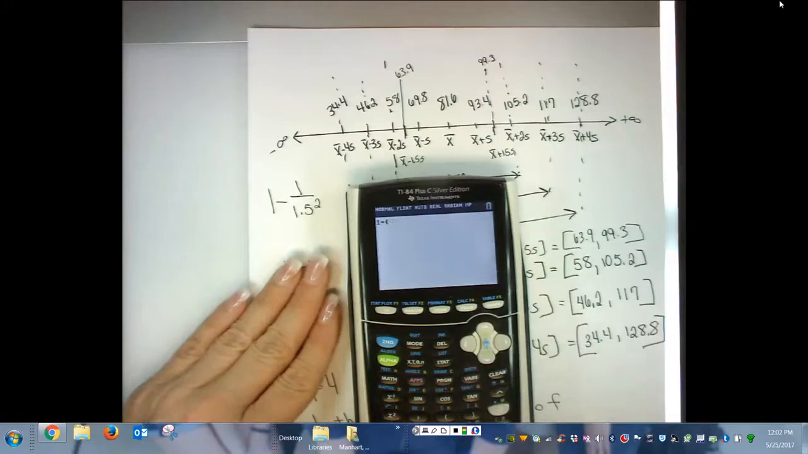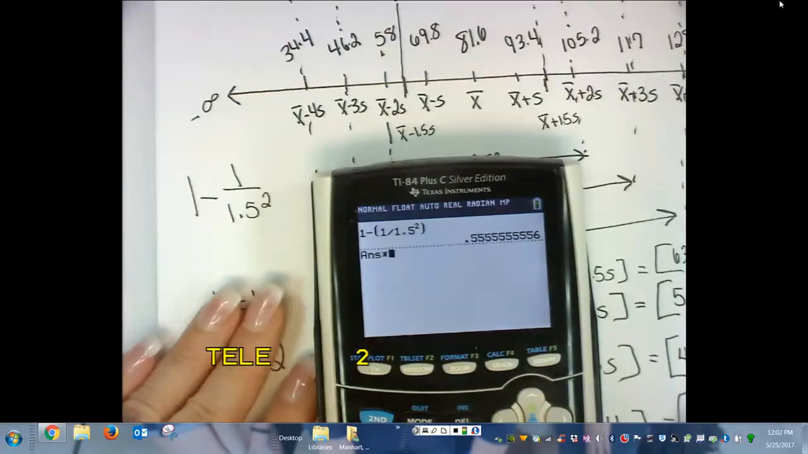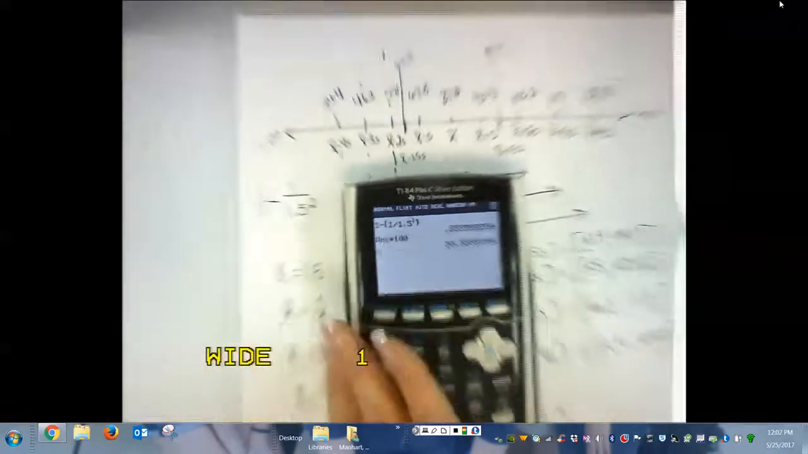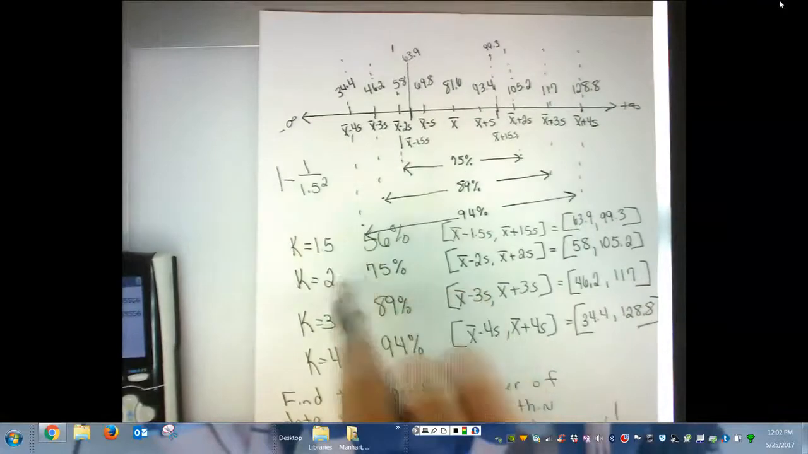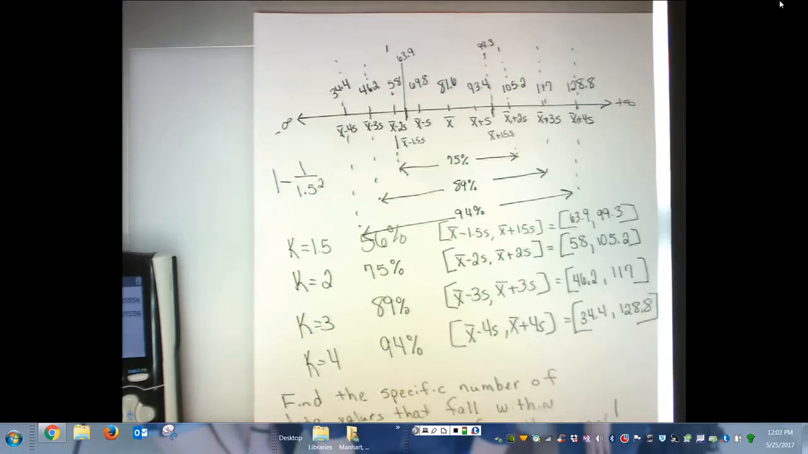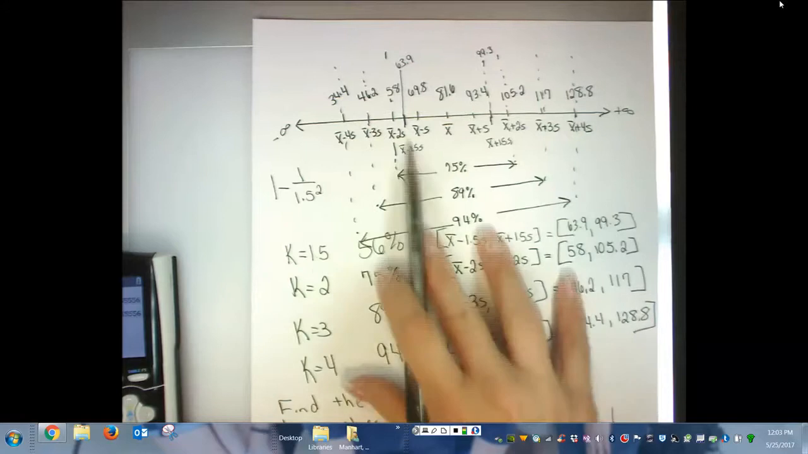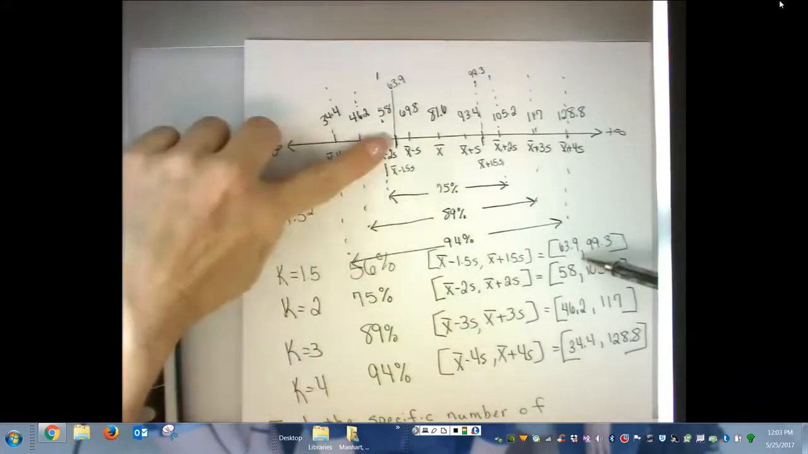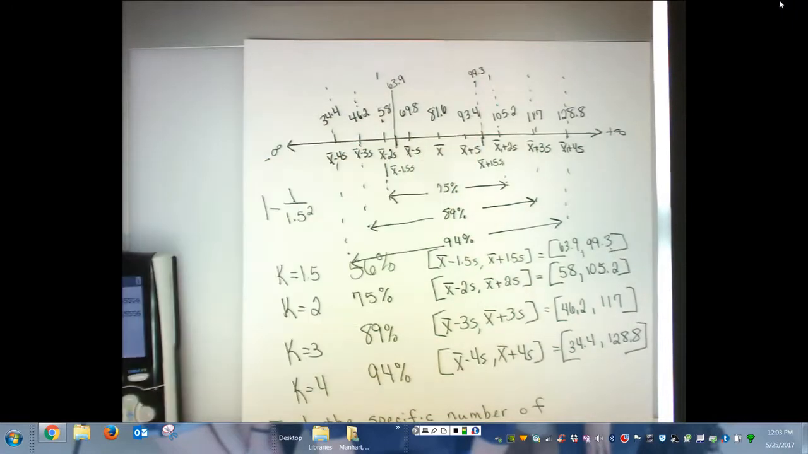1 minus parentheses, 1 divided by 1.5 squared, closed parentheses. Multiply by 100, and that's 56% of the values are guaranteed to fall within 1.5 standard deviations of the mean. And that should make sense also. 1.5, 2, 3, and 4, the percentages are increasing each time. So Chebyshev promises at least 56% of all the data values in the data set will fall within 1.5 standard deviations of the mean. The 63.9 is 1.5 standard deviations below, and the 99.3 is 1.5 standard deviations above.